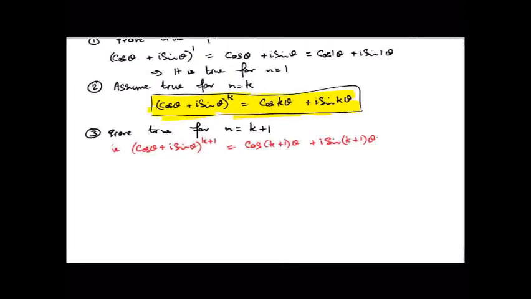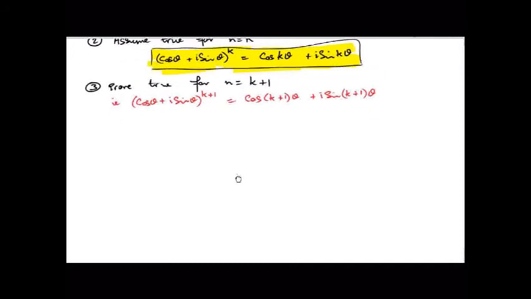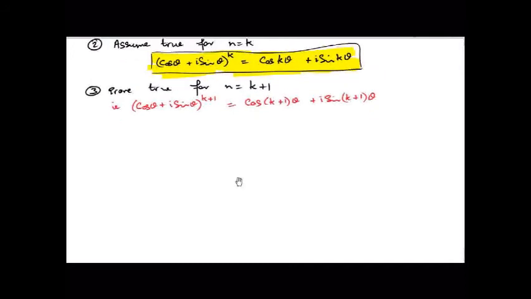So what I'm going to try to do here is start off with the left-hand side and end up with the right-hand side. Is that okay? And I know for certain that I'm going to be using that assumption again, that little bit there at the top of the screen. I have to end up using that. So here's the actual proof. I'm starting off with the left: (cos theta + i sin theta) to the power of k+1.